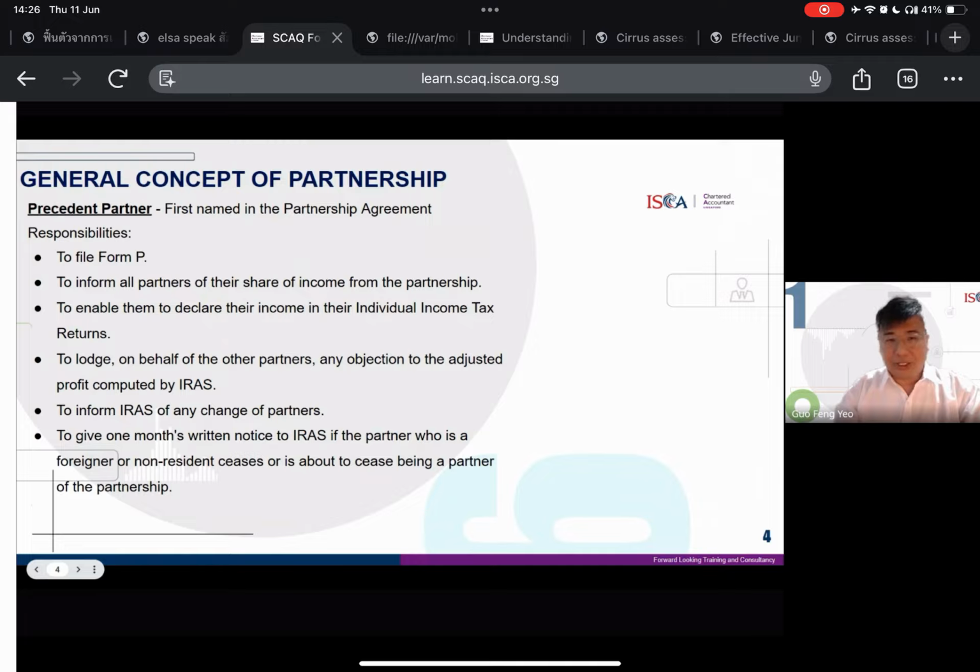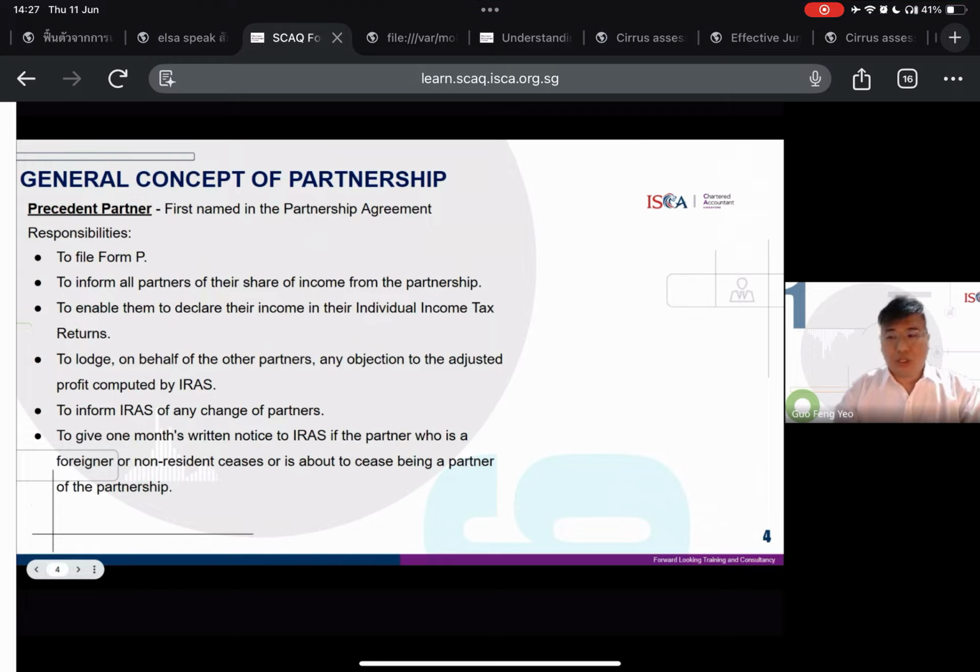In addition, the precedent partner will also be obligated to inform all partners of their share of income from the partnership. This is to ensure that the partners are able to declare their income in their respective returns, either in their individual income tax return for individuals or their corporate tax returns for corporations. In addition, if any of the partners would want to object to the adjusted profit computed, they would also be lodging that on behalf of the other partners.